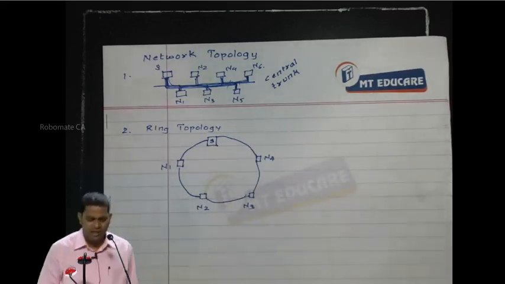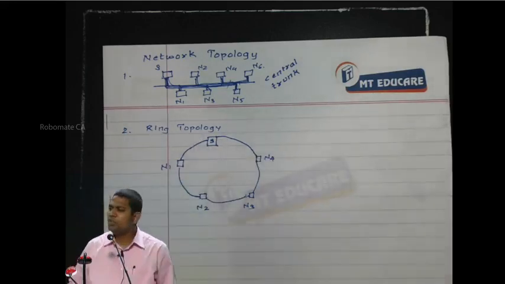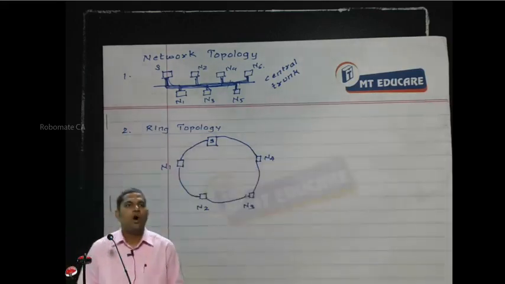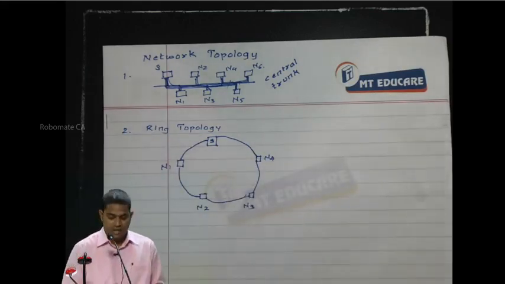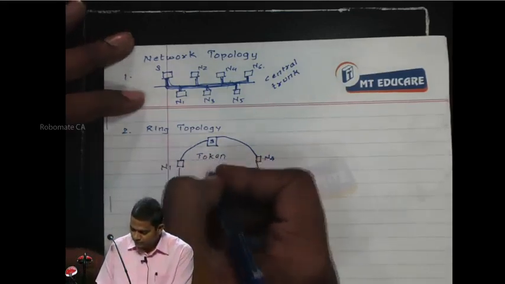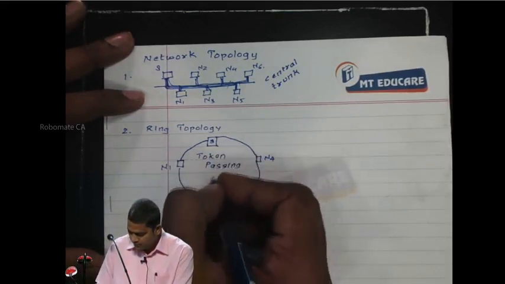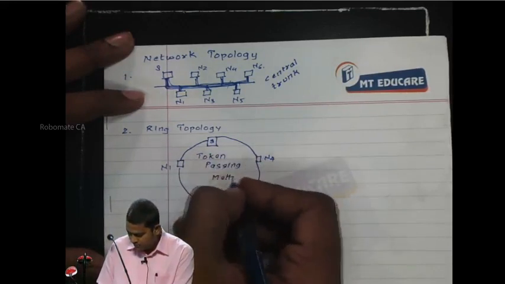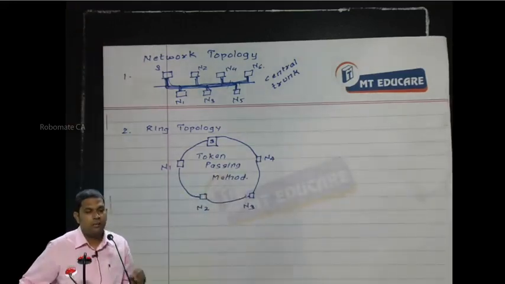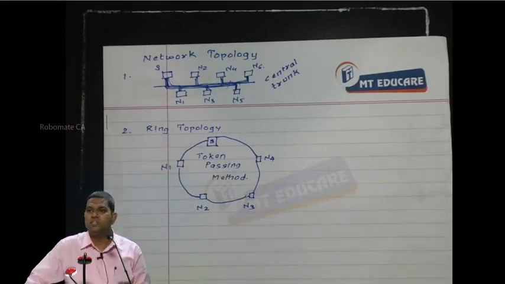Now I am talking about a unidirectional ring topology. A ring topology could be bidirectional also. So this method of transferring the data is called the token passing method. So this is how this topology is working.